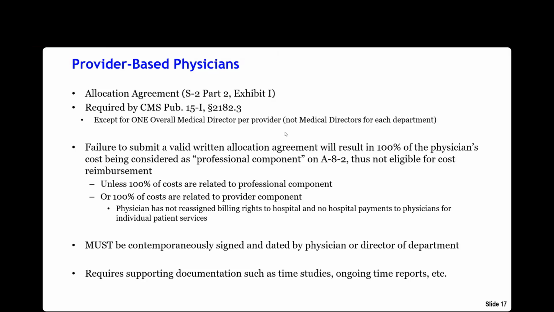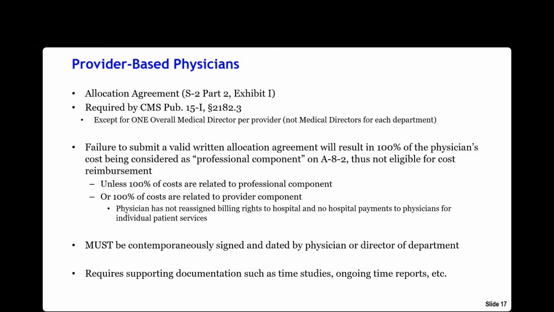So anything like that. And then see down here, the other exception for that 100% disallowance, they're kind of odd exceptions. If you're already allocating 100% to professional component, then there's really no need for an allocation agreement because that's what would have happened if you didn't have an allocation agreement. So it doesn't matter there. If it's 100% provider component, what that means is you'd have to document that the hospital had no cost related, they didn't pay anything to the physician related to the professional component services. It was only provider component.